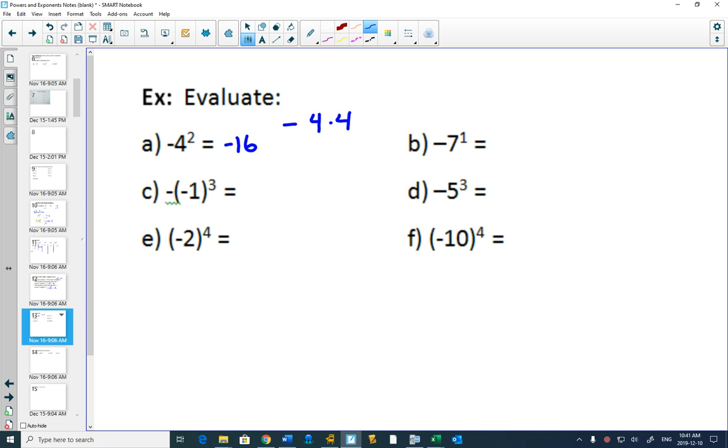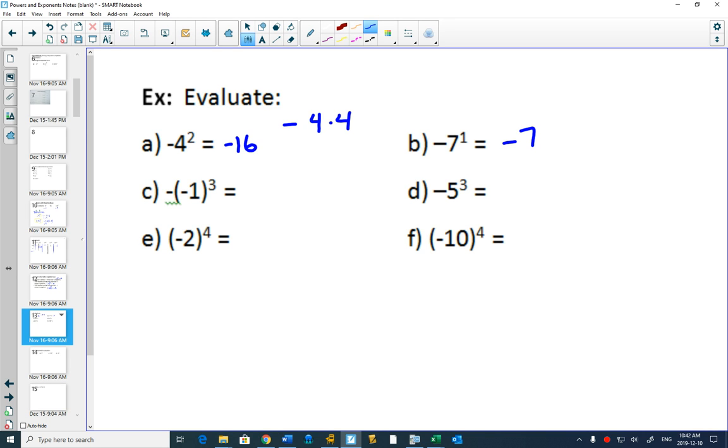4 times 4 is 16, times a negative gives you negative 16. B, the negative is outside of the brackets. 7 to the exponent 1, well, that just means you have one 7. One 7 times a negative out front will give you negative 7.